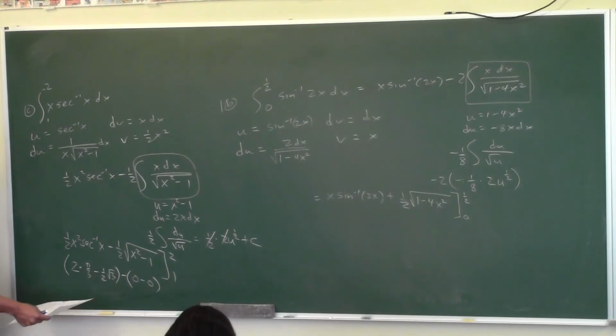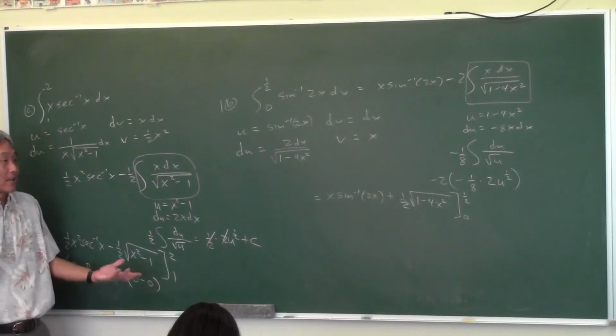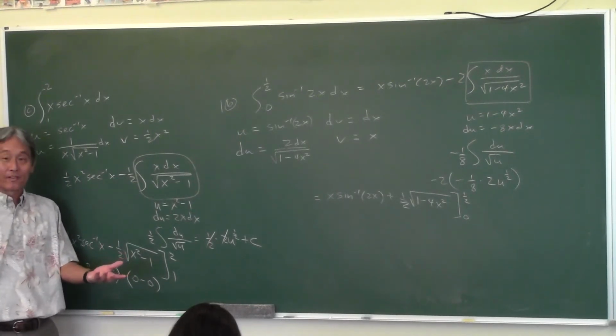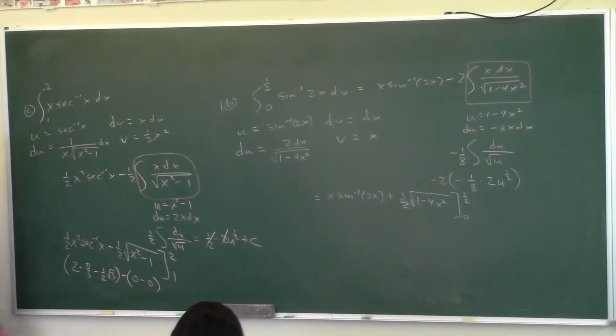Okay, did you get... Wait, secant inverse of 2 is what? Pi over 3? Oh, not really ugly numbers. Yeah, I did. Secant of what angle is 2? That's the same thing as saying cosine of what angle is 1/2. Oh, that's pi over 3. Gotcha.